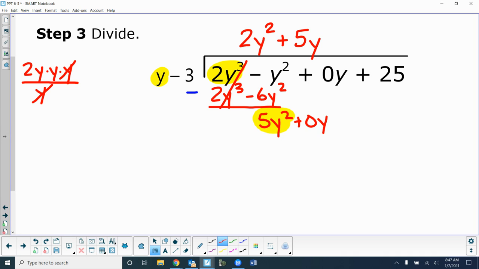And just repeat. What do I do with that 5y? Multiply it, right? We'll just multiply again. 5y times the y, and 5y times the negative 3. And do what? Subtract. Those cancel. What's a 0 minus a negative 15? Positive 15, right? See, that 15y showed up. That's why I had to have that 0y so things line up. Okay? Now what? Bring down the 25, right?